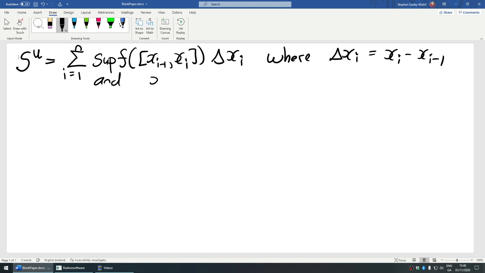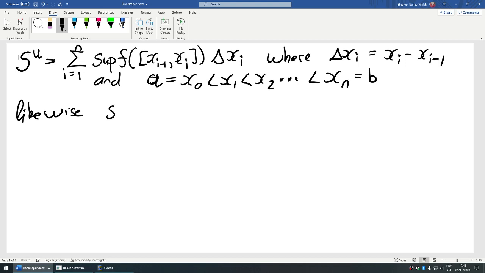and x0 equals a. Actually, I'll write that the other way: a equals x0, which is less than x1, which is less than x2, etc., less than xn, which is b. So that's the upper Riemann sum on a bounded function f.